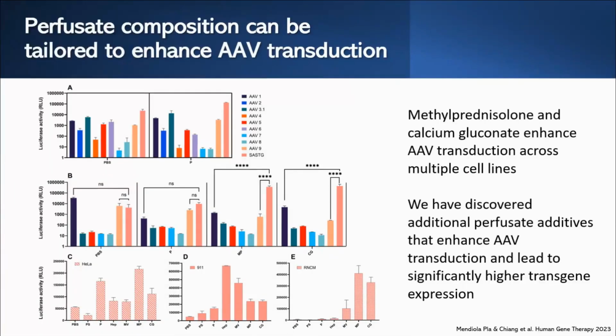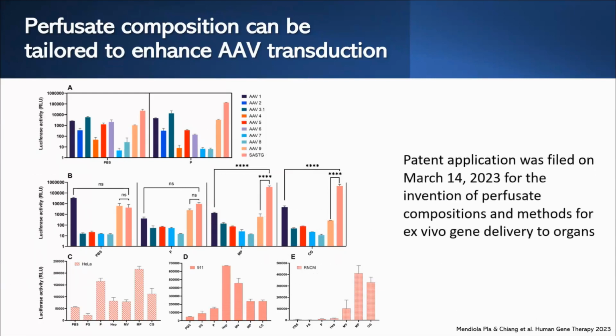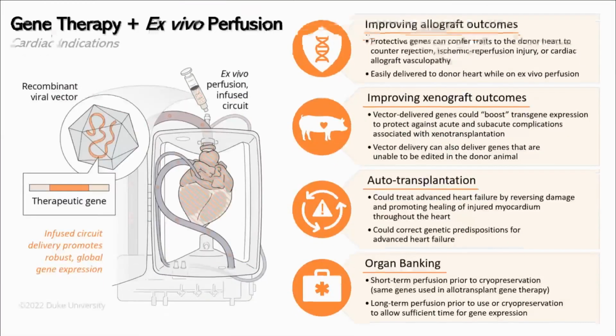We also found that the perfusate composition could be tailored to enhance AAV transduction. We found components such as methylprednisolone and calcium gluconate could enhance AAV transduction. And we've also discovered additional perfusate additives that enhance AAV transduction and lead to significantly higher transgene expression. And we filed a patent application on that earlier this year.